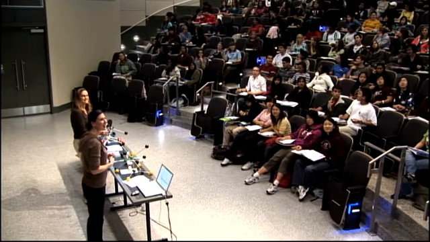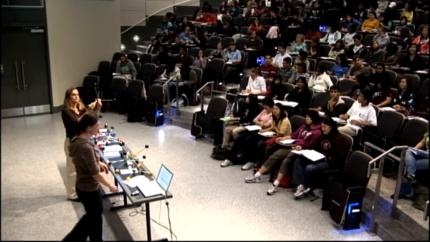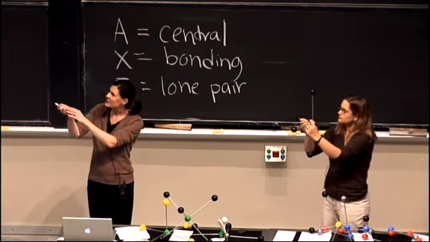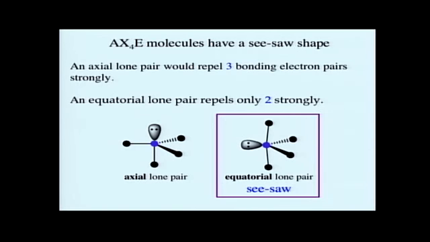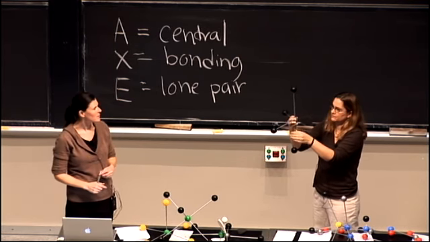It's correct that the equatorial lone pair in fact has only two that it strongly repels. So actually it's probably easier to look at Professor Drennan's model here to see that. So it's where the equatorial lone pair is that is the actual seesaw geometry.